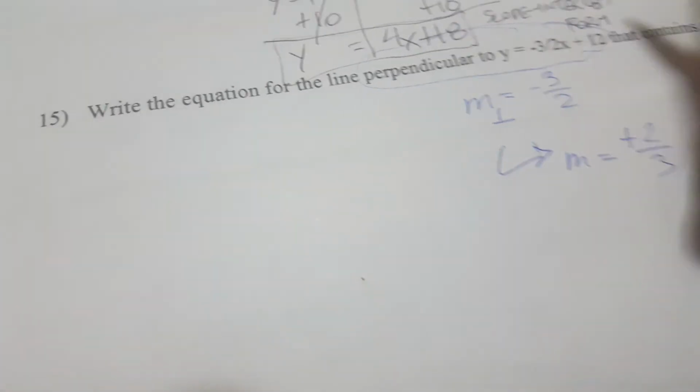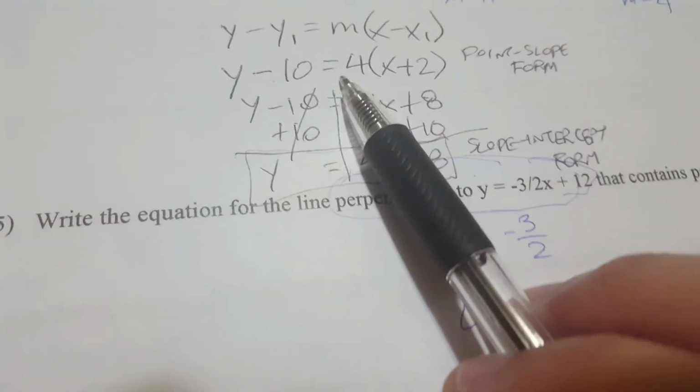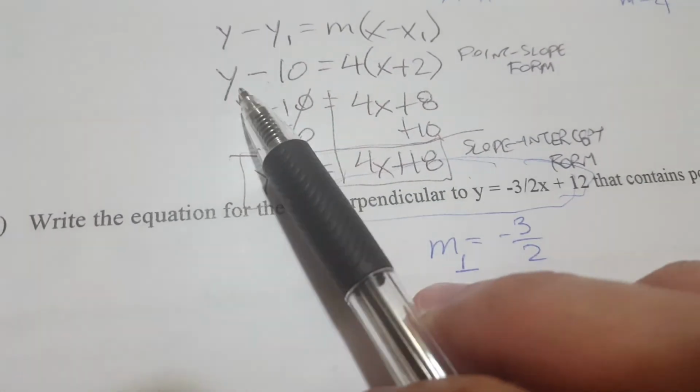So since they didn't specify, you do need to know how to do both of these. Right here, this would have been point-slope form. If you need to go from this to slope-intercept, you just have to solve for that y.